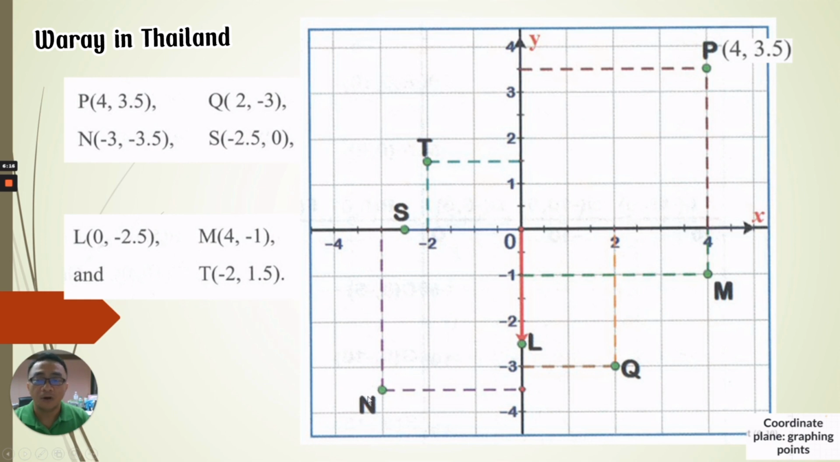Now, if we have point M, this one. Point M is positive and negative. Positive and negative can be found in the fourth quadrant, right? Fourth quadrant. So the x-coordinate is 4, and the y-coordinate is negative 1. So you have your positive 4, this one, and y is negative 1. So they will meet at this part here of the fourth quadrant.